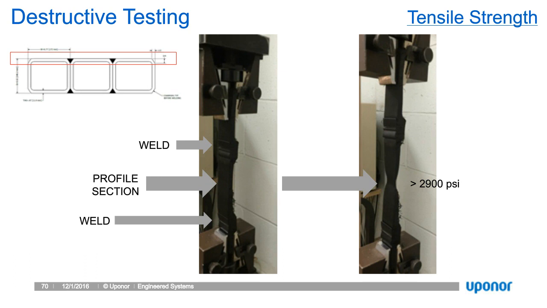On the photo on the left, you can see we've taken a coupon sample, put it in the tensile strength machine. You can see the weld on the top and the weld on the bottom, and as we would expect, on the photo on the right, it is the profile between the two welds that fails under load, which is what we want. We want to ensure that that weld seam is the strongest part of the section.